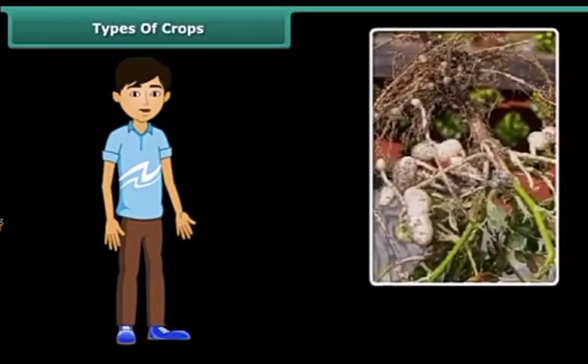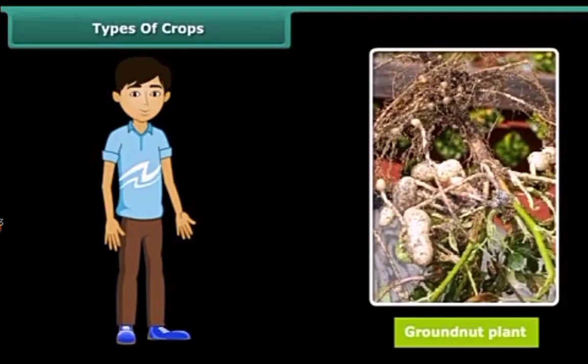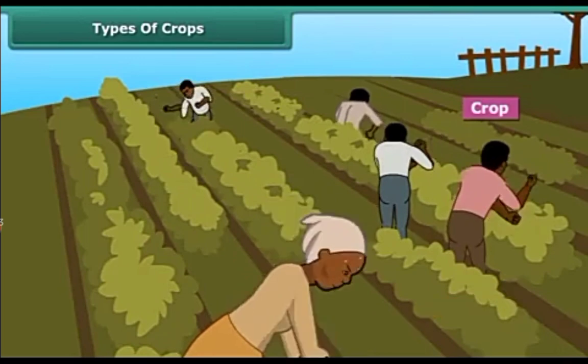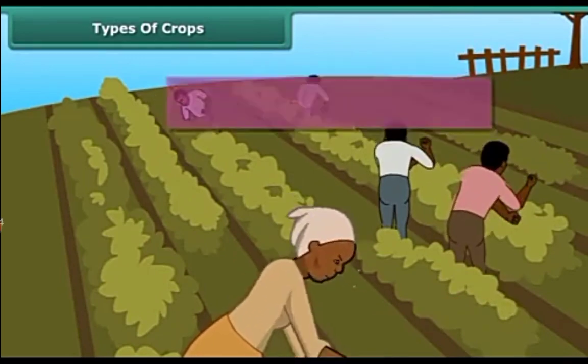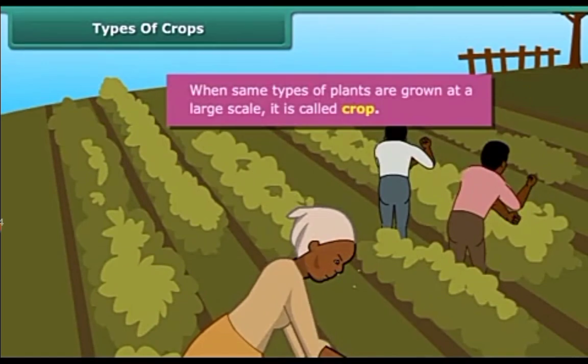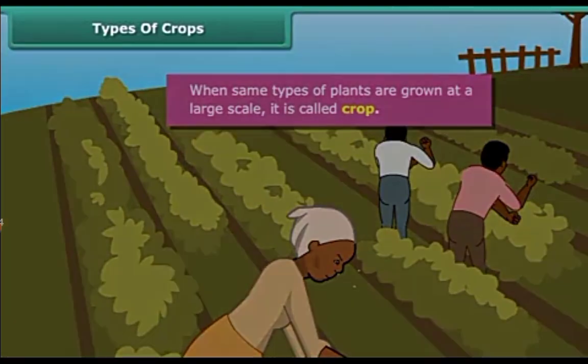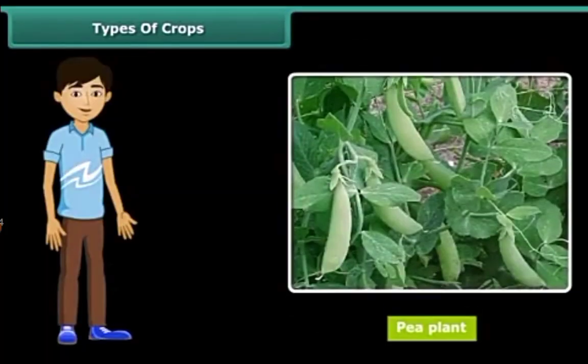Friends, have you ever looked at a groundnut plant? Can we call it a crop? No, we cannot. Do you know that when the same types of plants are grown at a large scale, then it is called a crop? If you wish to grow a pea plant in the hot season, you can't do it. Do you know the reason behind it?